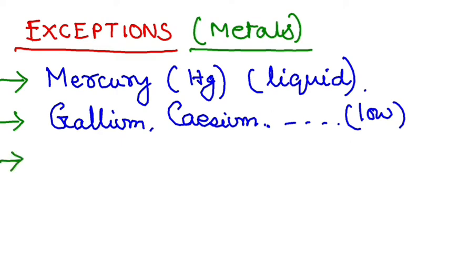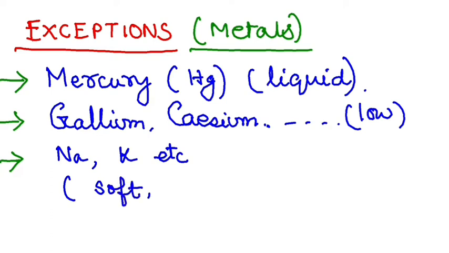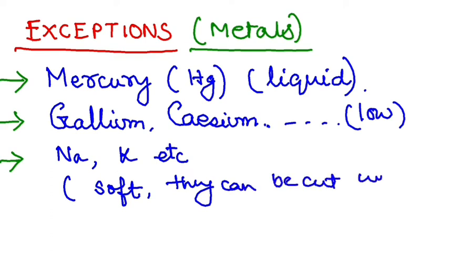Next, metals are usually hard, right, because they are solid. Iron, gold and all these are hard substances. However, here also we have an exception of sodium and potassium, and there are a few more, and these are not hard, rather they are very soft. They're like butter, they can be cut with a knife. They're very soft. So these are a few exceptions that you need to study.